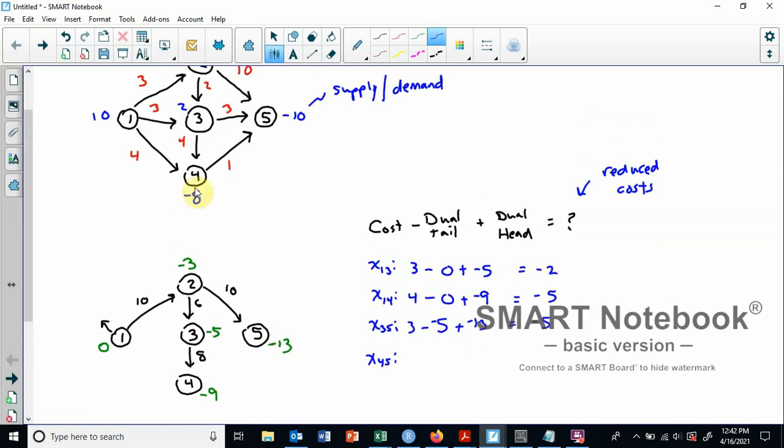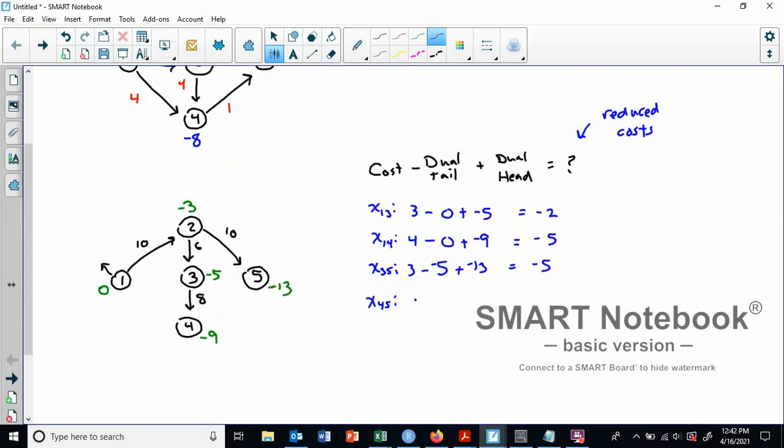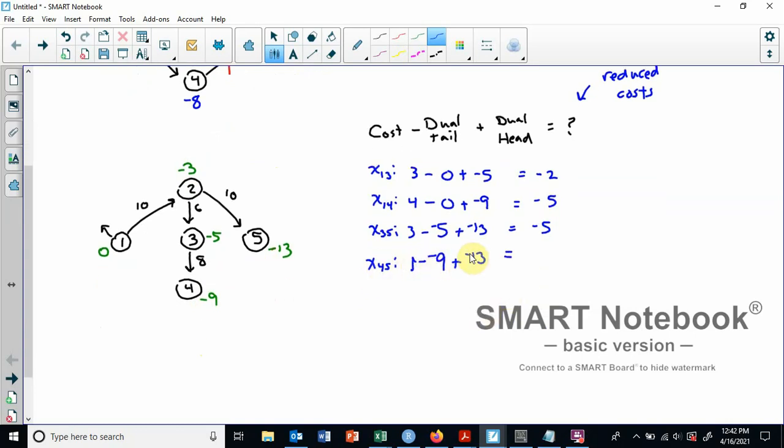4 to 5 has a cost of 1. It could be. Minus negative, let's see, node 4 has a negative 9. Negative 9. Plus node 5 is a negative 13. So that ends up being a positive 10, negative 13. That ends up being negative 3. So these are the most attractive.